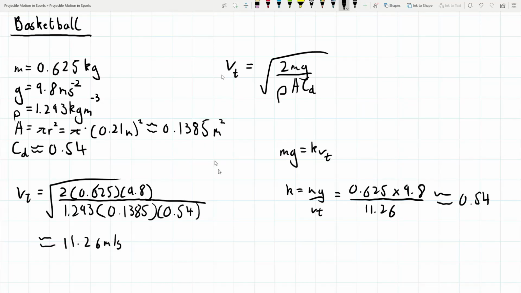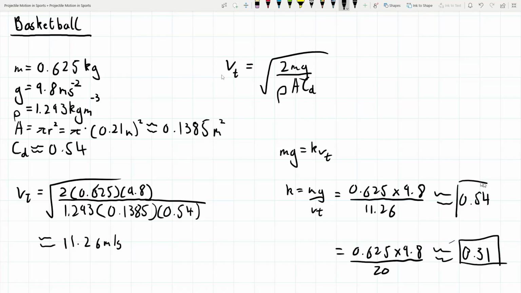And then if we do it for the 20 meters per second terminal velocity, we get 0.625 times 9.8 over, let's say 20, which is about 0.31, which is a bit more realistic, but you'll see later that both of these kind of don't really make sense, but we'll put a box around them anyway, and if anyone knows what's wrong with this, please let me know, and yeah, I'll see you in part 4.